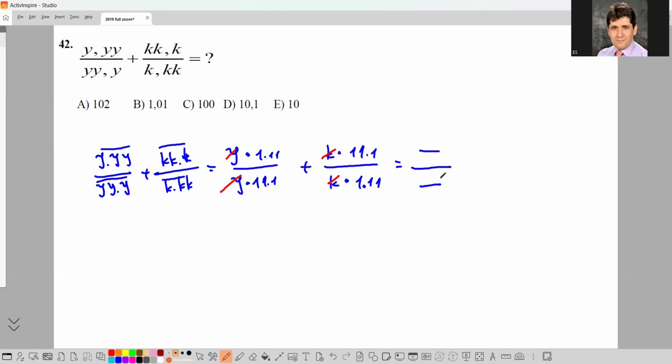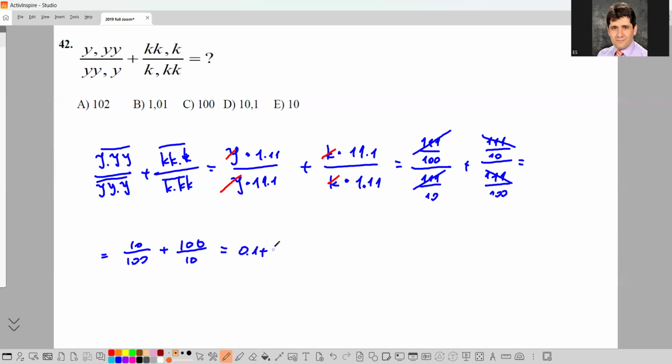I can write it as a double fraction. By the way, there are shortcuts here. So I can write it 111 over 100 and 111 over 10 plus 111 over 10, 111 over 100. Cancel, cancel, cancel, cancel. You get 10 over 100 plus 100 over 10. That's 0.1 plus 10, that's 10.1. So the answer should be under D, 10.1.